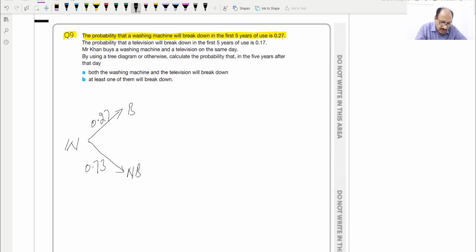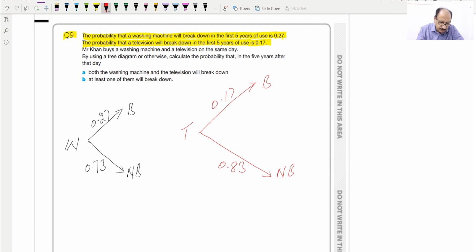And next they are saying the probability that a television will break down in the first 5 years of use is 0.17. So for the television also we can draw the probability. This one for T we can draw is 0.17. So 0.17 is break and this is not break. So not break will be 0.83, which is 1 minus 0.17.